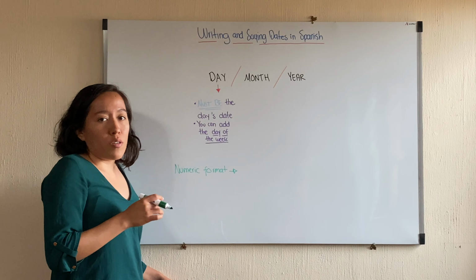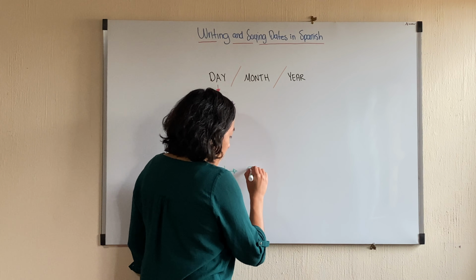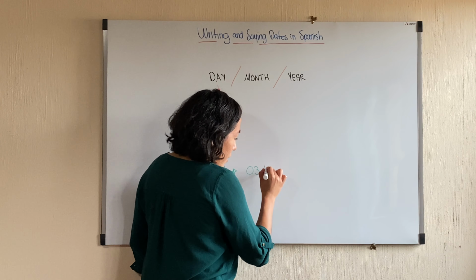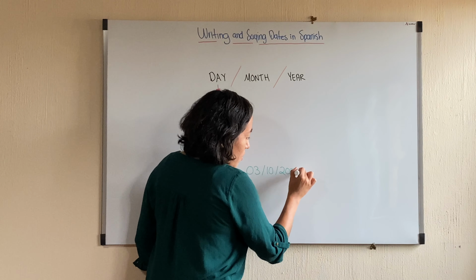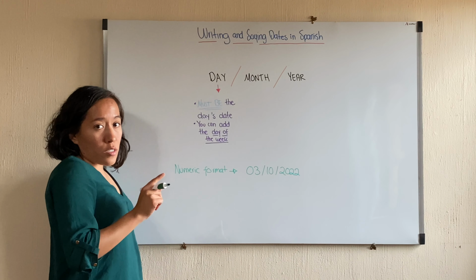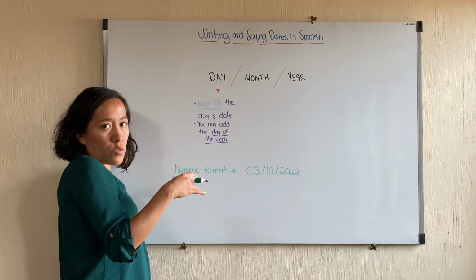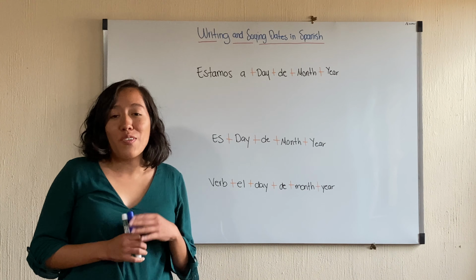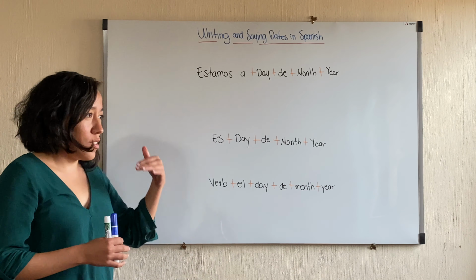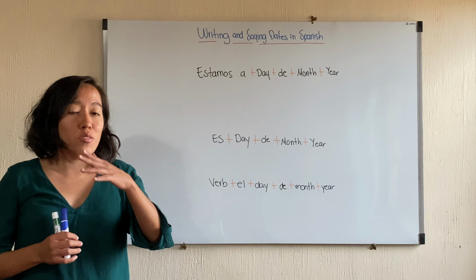So for example, if I want to say today's date, October 3rd, you will say 3 de octubre de 2022. Notice that in English you say October 3rd, but in Spanish we use regular numbers. 3 de octubre. So now that you understand the formula and the format that we follow in Spanish, I'm going to show you a more advanced use of dates.